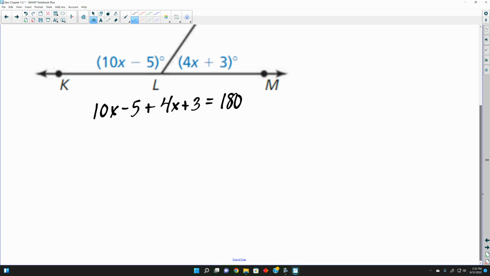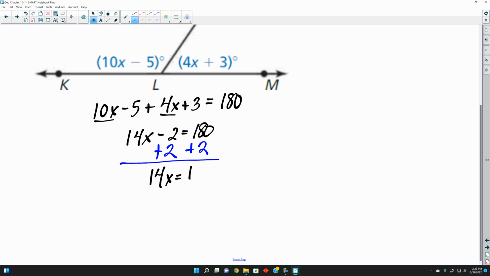But what we can do first is combine like terms. Well, our 10x and 4x gives us 14x. Negative 5 plus 3 is negative 2, is equal to 180. Then what can we do next? We can add 2 to both sides, which tells us 14x is equal to 182.